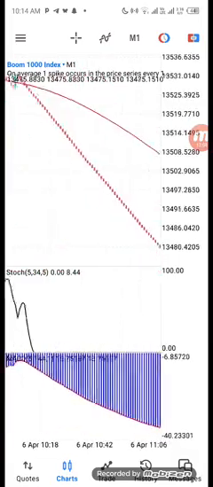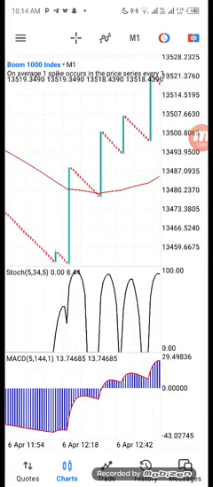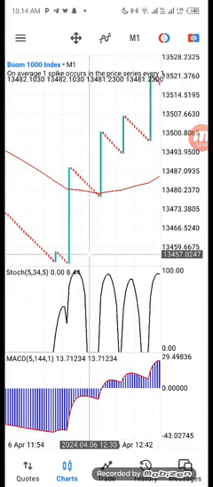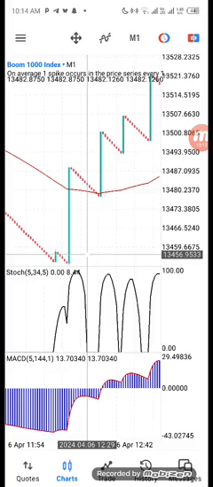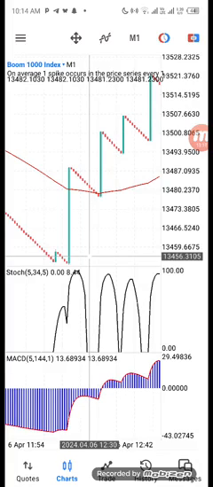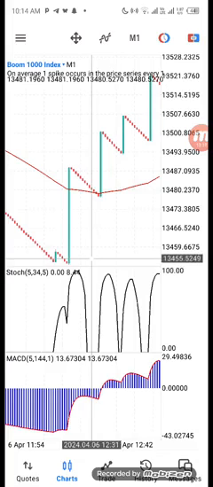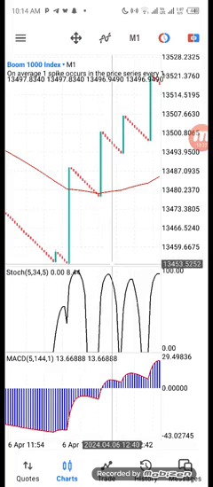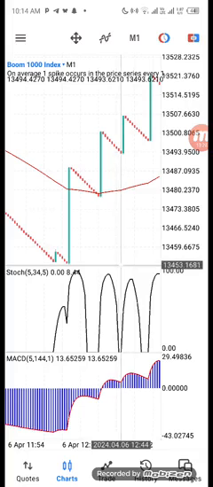Let's move on. Yes, I think this is where we have a valid signal. Look at this place. Here now is more than 4. This one is not valid. And look at this place.